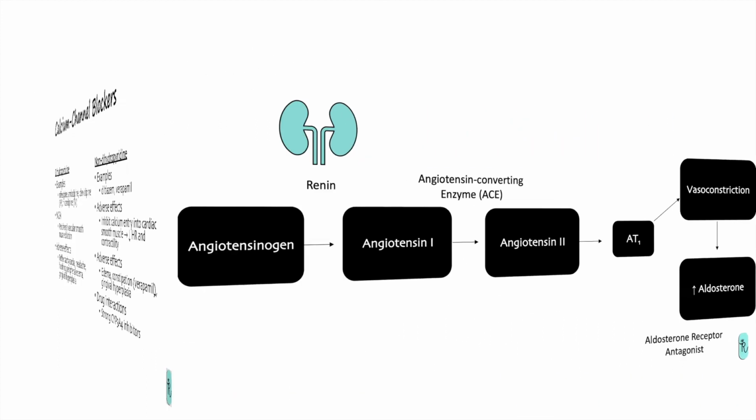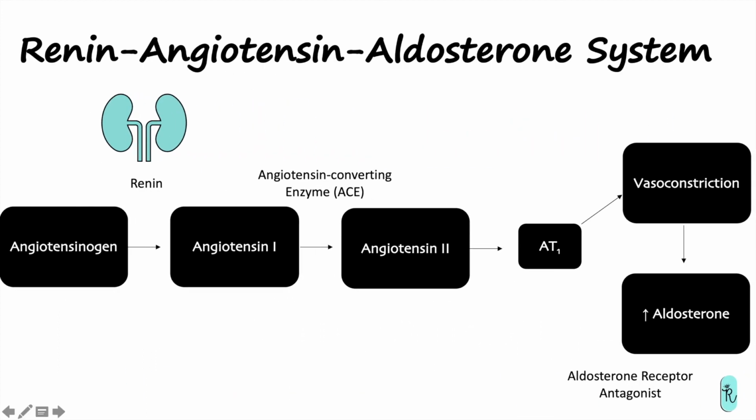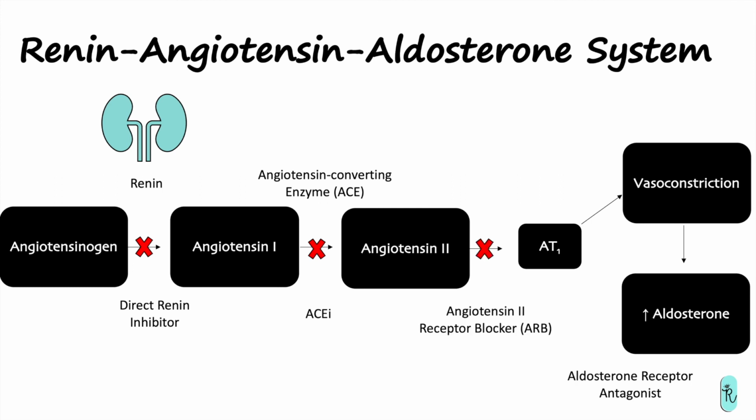As we revisit the RAS system, we can see where additional antihypertensive drug classes work. Direct renin inhibitor aliskiren inhibits the conversion of angiotensinogen to angiotensin 1. ACE inhibitors inhibit the conversion of angiotensin 1 to angiotensin 2, and ARBs inhibit the binding of angiotensin 2 to its receptor AT1. Finally, aldosterone receptor antagonists like spironolactone and eplerenone, as mentioned earlier, can block the effects of aldosterone.